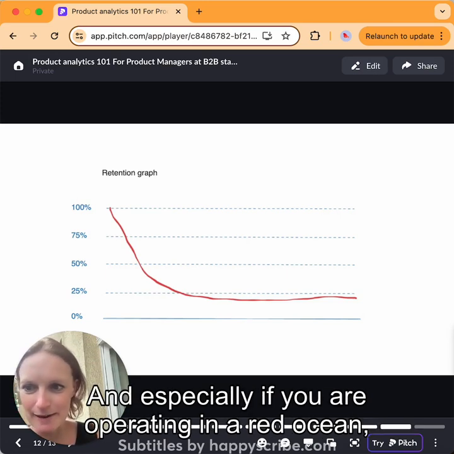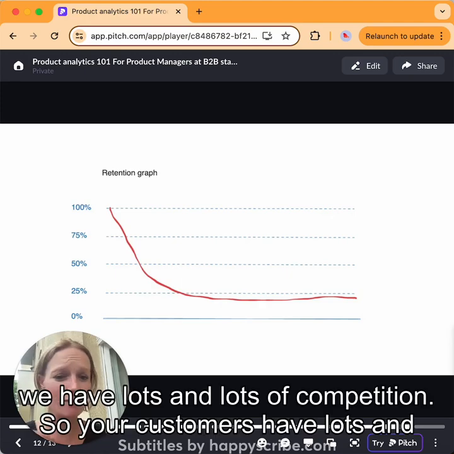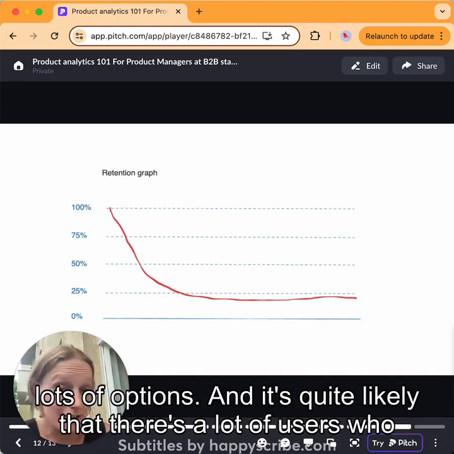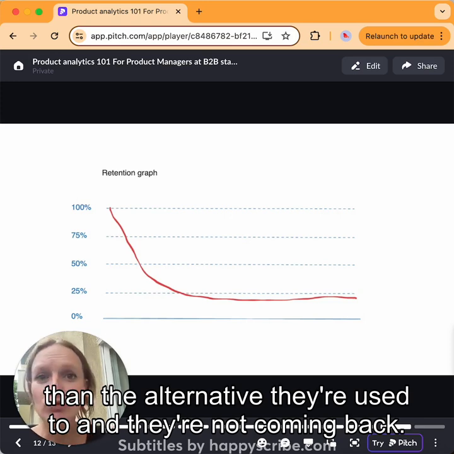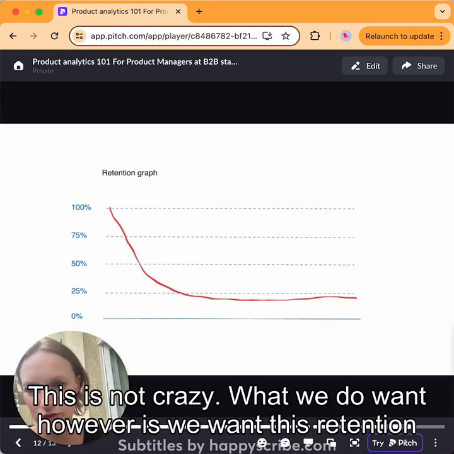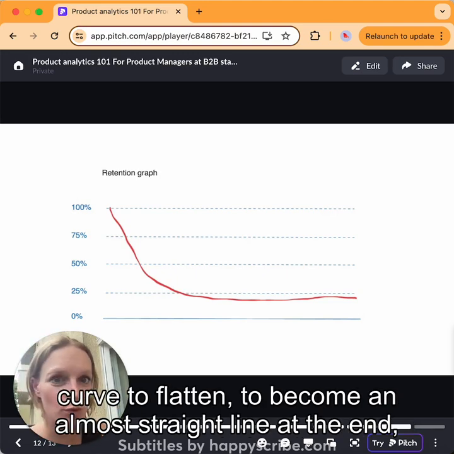And especially if you are operating in a red ocean, where we have lots and lots of competition, your customers have lots and lots of options. It's quite likely that there's a lot of users who are just trying your product out once, but for them it's not much better than the alternative they're used to and they're not coming back. This is not crazy. What we do want, however, is we want this retention curve to flatten, to become an almost straight line at the end, right?